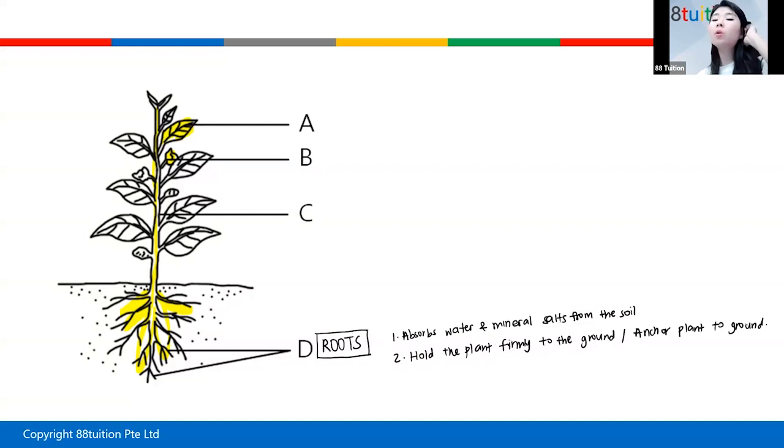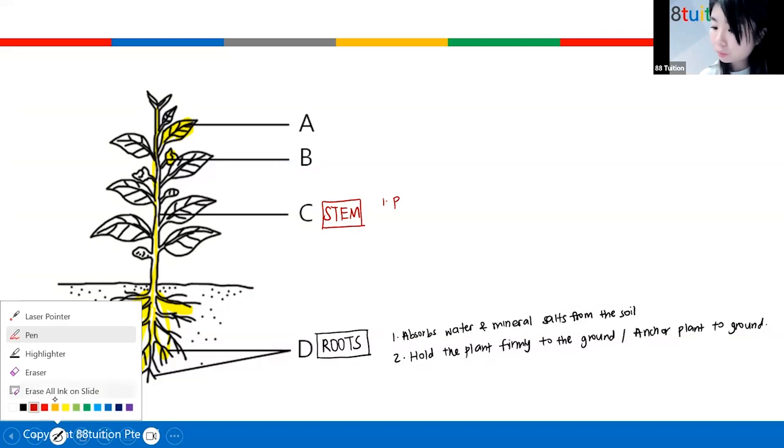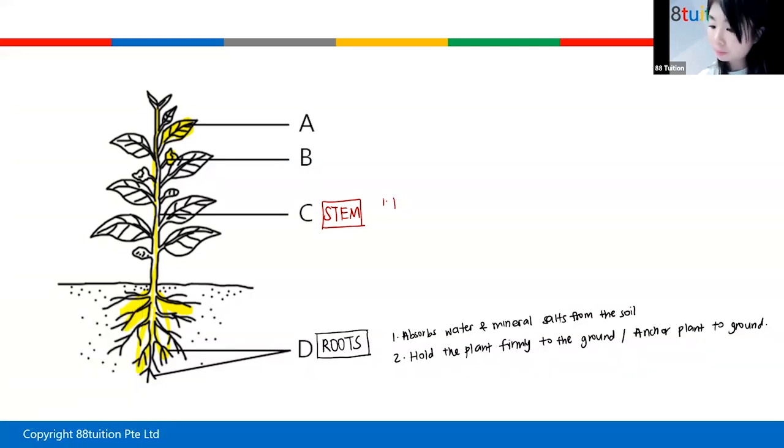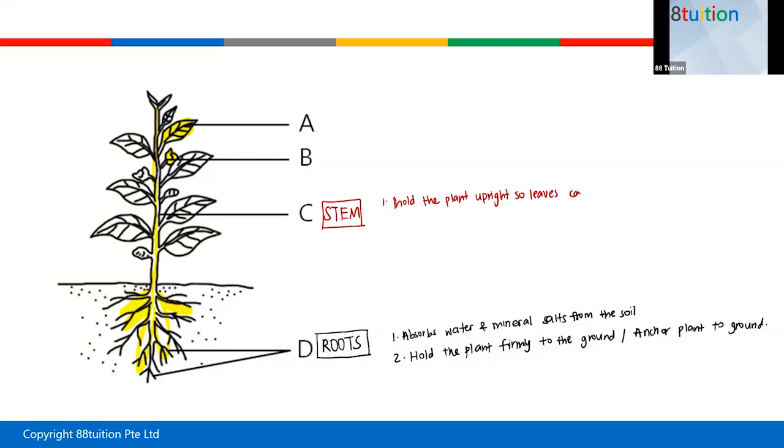Now let's look at part C. Lucas, can you tell me what is part C of the plant? Stem. Good. What is the function of the stem, Lucas? To hold the plant upright. Very good. But why does the plant need to be upright, Lucas? So it can get sunlight. So the leaves can get sunlight, right? Good. So hold the plant upright so leaves can get light.